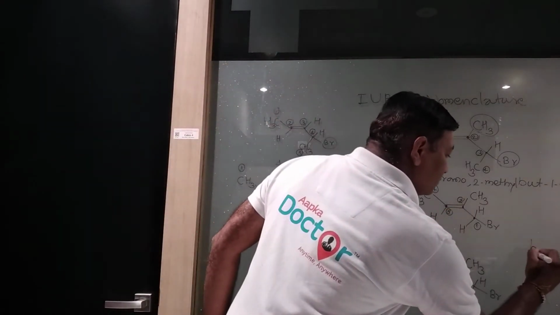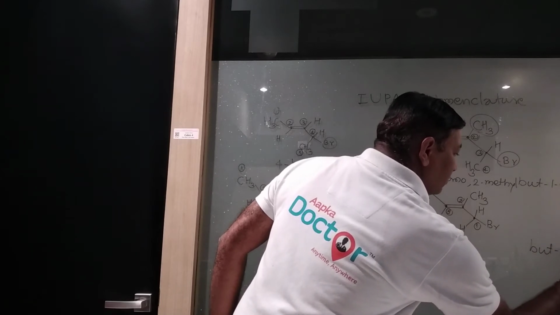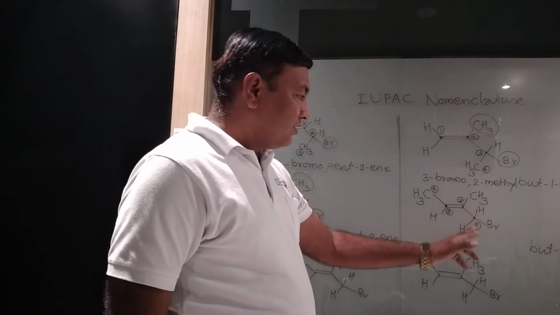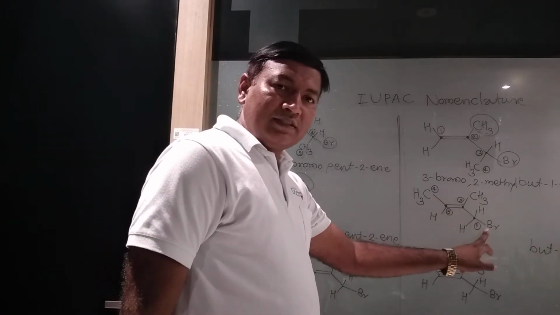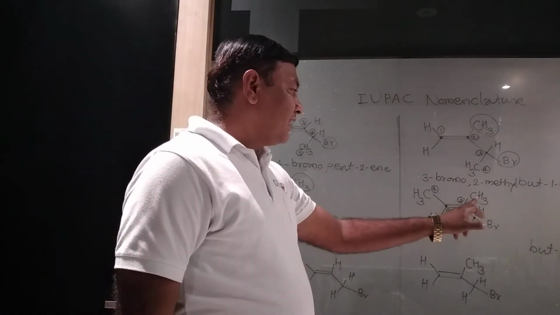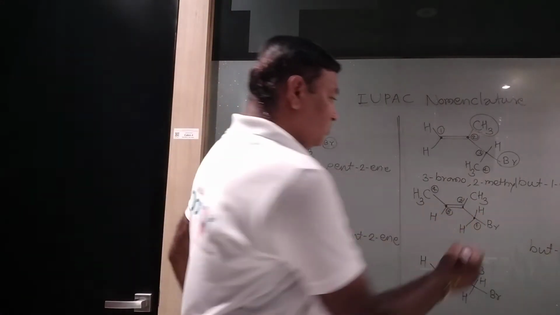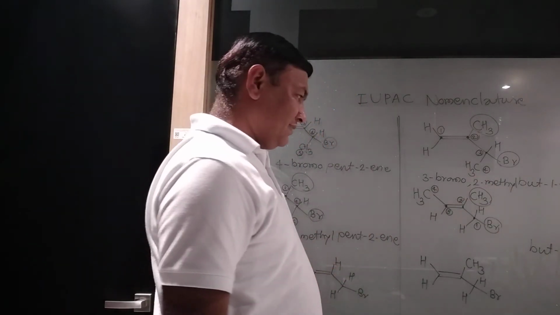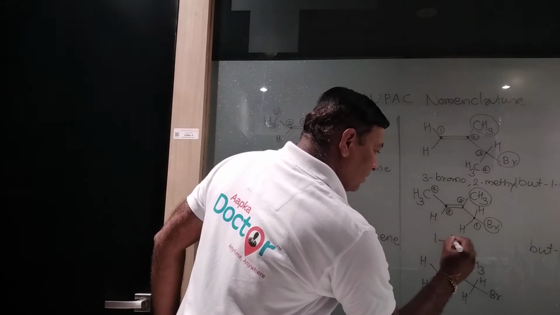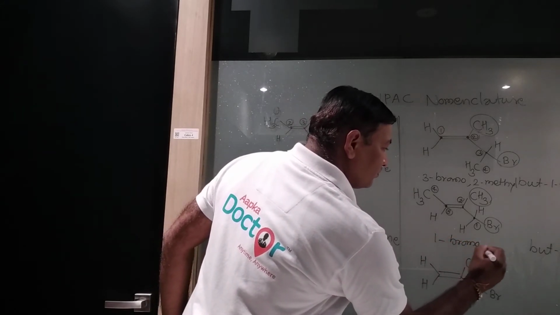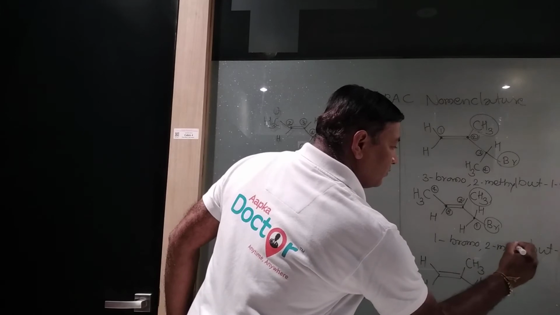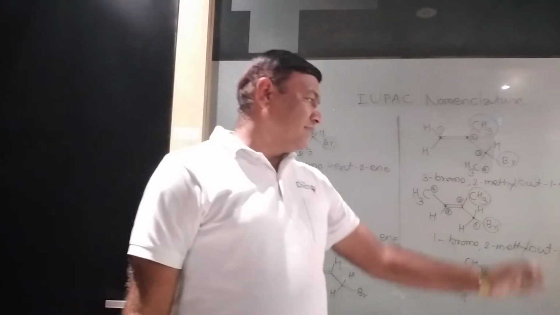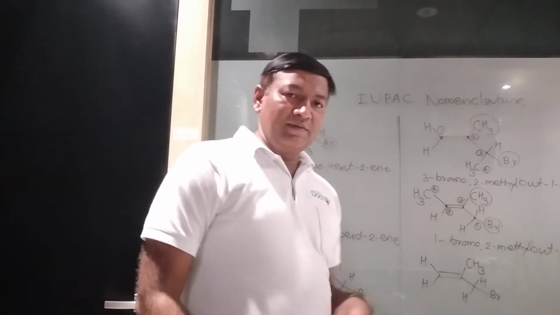So but-2-ene, and we have to think about the substituents. The first carbon substituent is bromo, the second carbon is methyl. So one substituent is bromo and the second substituent is methyl. That's it. So we write 1-bromo-2-methylbut-2-ene. This is the IUPAC nomenclature of this compound.